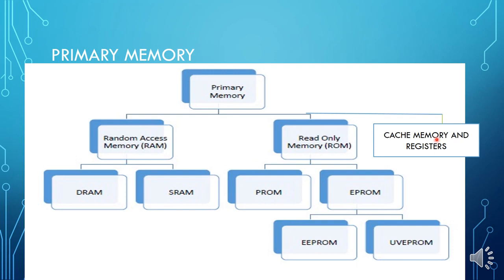Whatever the speed of CPU is, approximately the same speed is there in cache memory. For example, if the speed of the CPU is 16 megahertz, then the speed of cache memory is near about 16 megahertz.